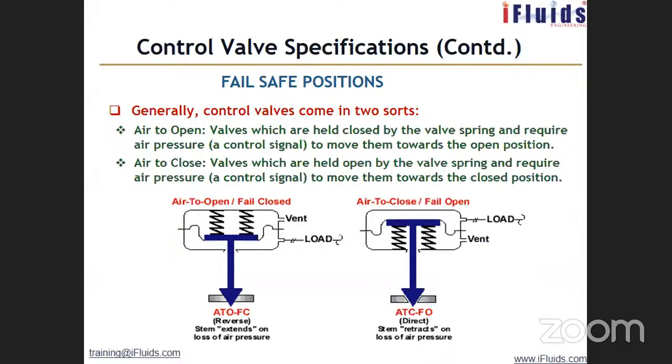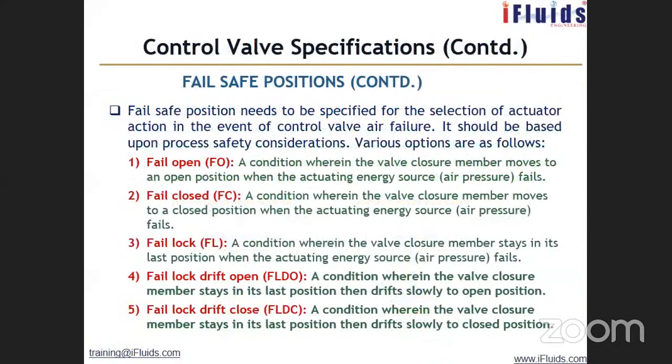Similarly, whatever I explained with the diagram that is given in the text there, we have different fail-safe positions. So fail open, the condition wherein the valve closure member moves to the full open position when the actuating energy source fails. When the instrument air pressure which is actuating the valve fails, the valve will go to full open position. The exactly reverse is the fail closed position. When the air pressure decreases or stops, the valve will go to the closed position.